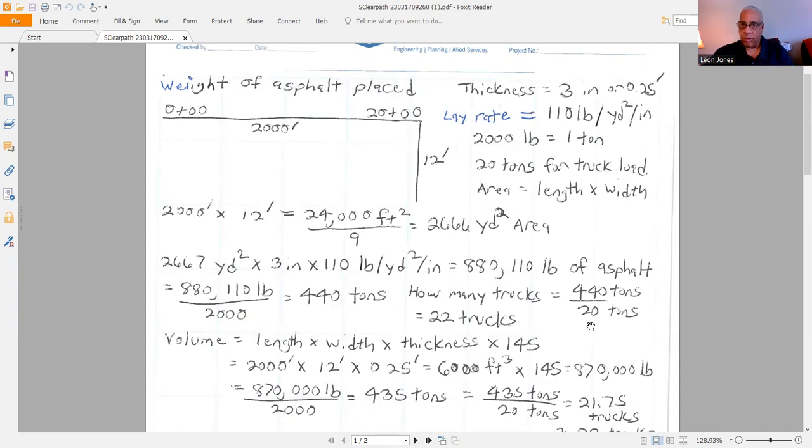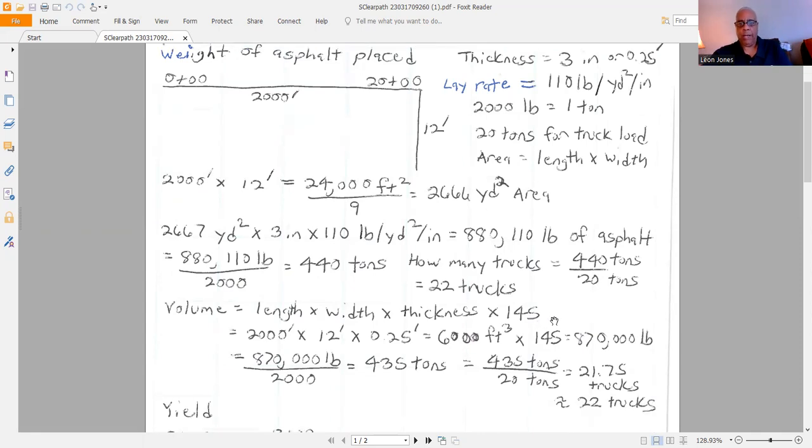So one truck is 20 tons. And that's just an average. Some trucks come in at 19.8, some at 20.2, but generally we use a round number of 20. So I'm going to take 440 tons and divide it by 20 tons, and you're going to need 22 trucks.